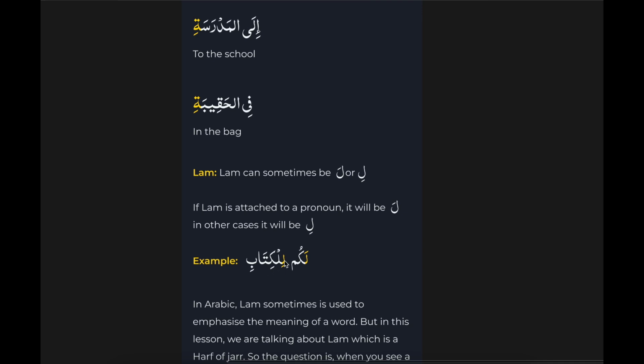Lil kitabi. This time lam is attached to just an ism. In that case, it won't be la, it will be li. Lil kitabi, not lal kitabi. Okay. Lakum lil kitabi.